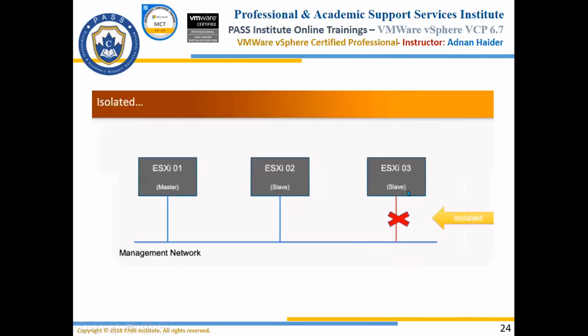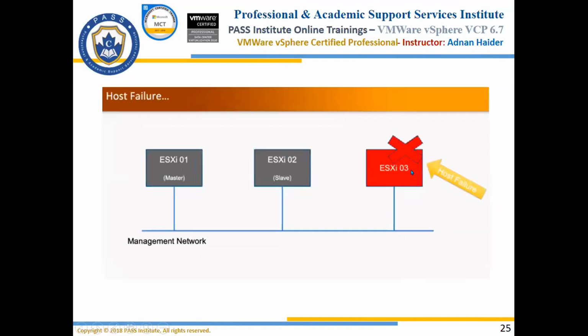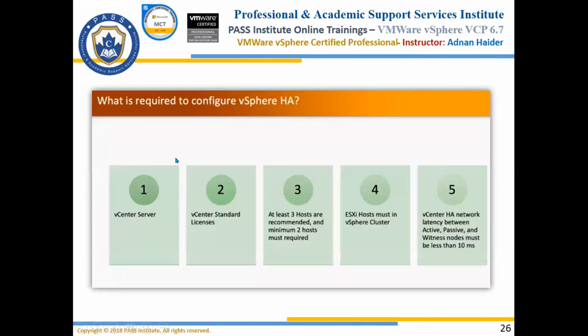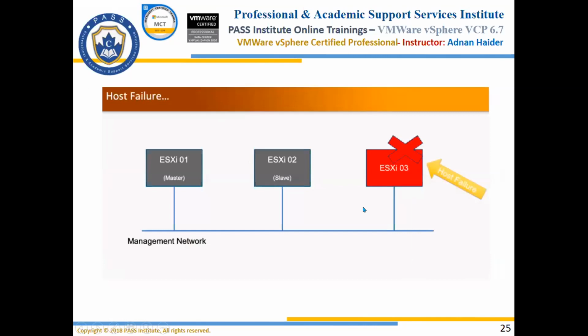The second one is isolation, in which the network of ESXi3 is down, but the ESXi host is fine. So there is no need to create VMs on them. The third state is when the complete ESXi host is down, and the VMs will be created on the other ones. So these are the three states where HA needs to resolve the issue by creating VMs on other hosts. But in all three cases, it will be considered as the ESXi host being down, and HA needs to fix the VMs' connection to end users.